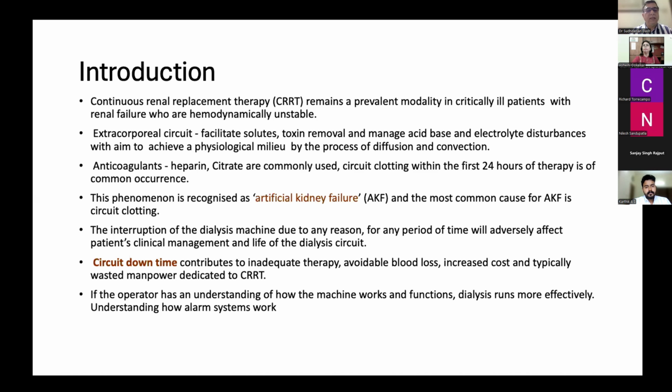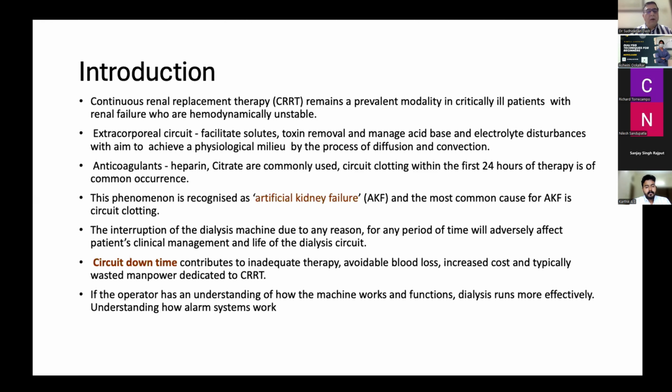So when there is a failure of CRRT, we call it artificial kidney failure, and that happens more often with circuit clotting. Whenever there is circuit clotting or ineffective delivery of CRRT by any means, the patient will be adversely affected and the outcome will be poor. So you want to give an adequate amount of CRRT, or the clearance of the solutes as well as the renal replacement therapy, without any failure of the circuit itself.